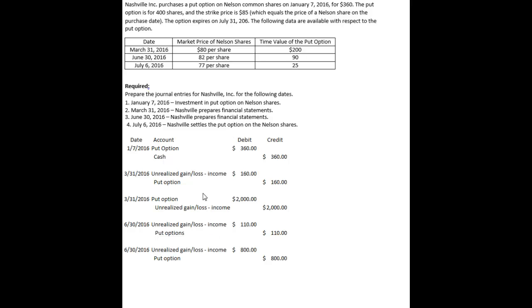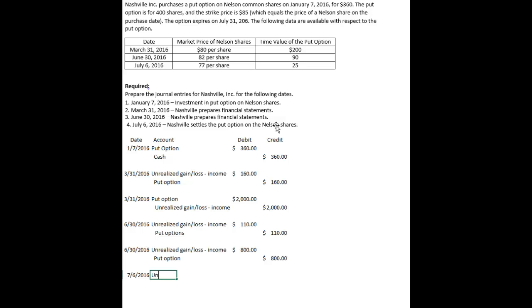But before we go ahead and do that, we mark to market the value of the account, and then we settle the option. Okay, so on July 6th, we are going to go ahead, and this is redundant again, the time value, we're going to do the same thing we did at the end of March and at the end of June, which is we're going to record the reduction in the time value of the put option.